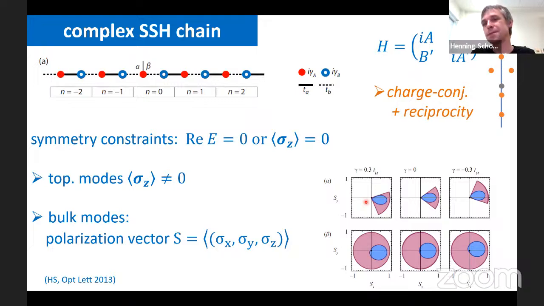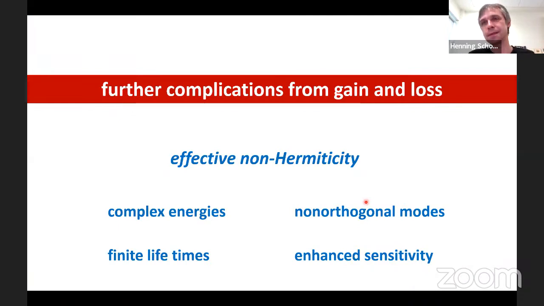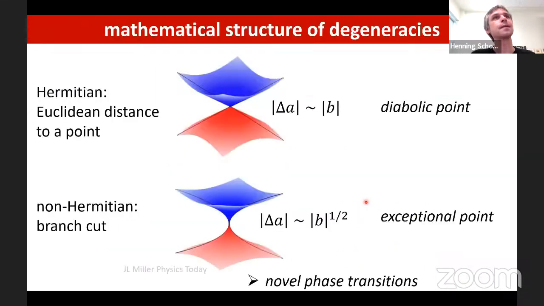But at some point this will actually break down. And this breaks down when the band structure gap closes, which you can achieve by tuning up the gain and the loss in the system. So there's definitely more in these systems than what I've told you so far. So let's look at some further complications from gain and loss, and let's look at the mathematical structure of these degeneracies first.